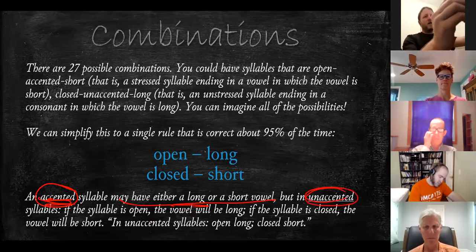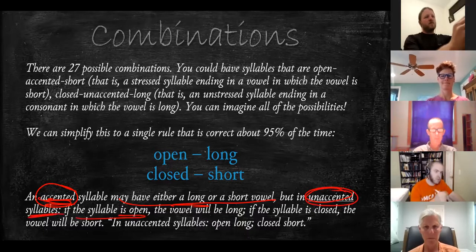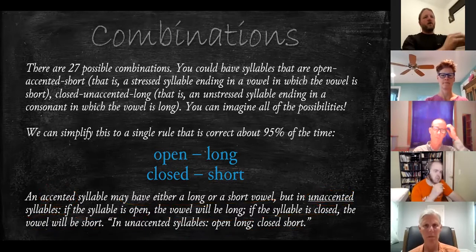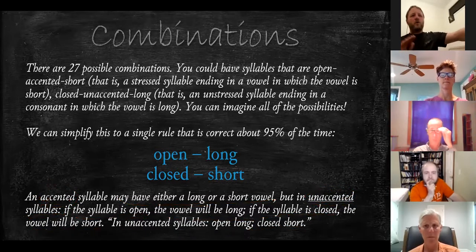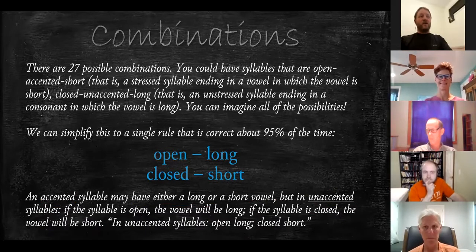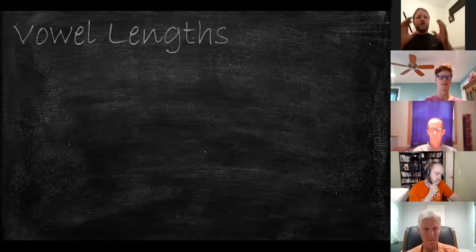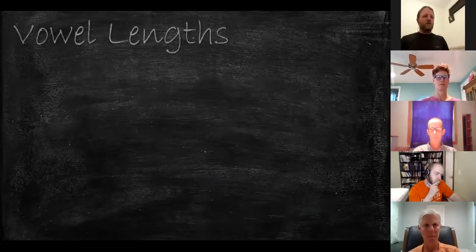But in an unaccented syllable, if the syllable is open, the vowel will be long, and if the syllable is closed, the vowel will be short. In unaccented syllables, open long, closed short. That's the rule that you need to remember. I learned that from Weingreen years ago. He actually spelled that out, open long, closed short, and that stuck with me forever.